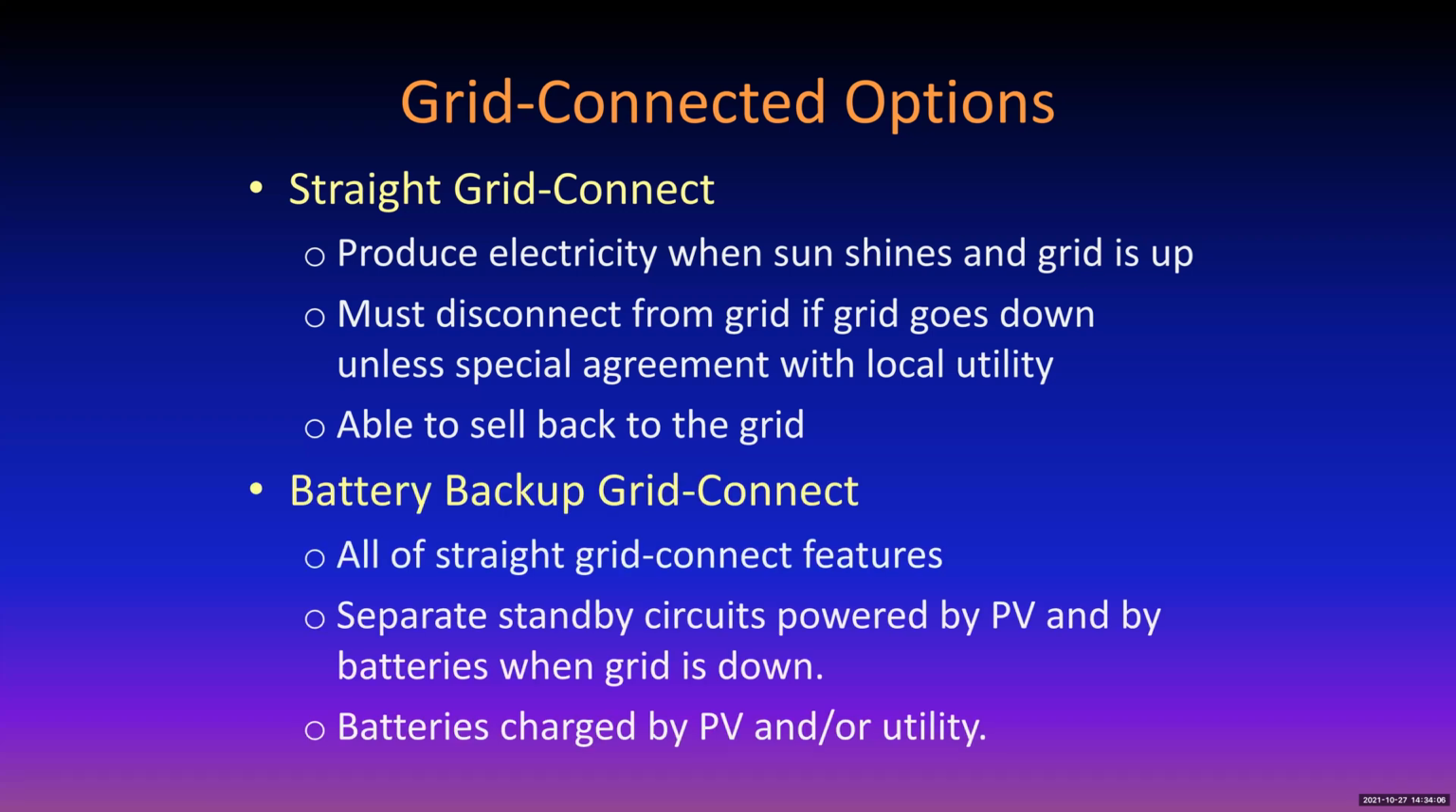The battery backup grid connect is just like the straight grid connect as far as the utility is concerned, but it has separate standby circuits powered by the solar and by the batteries when the grid is down. And the batteries are charged by the solar, but they can also be charged by the utility when the utility comes back up again.